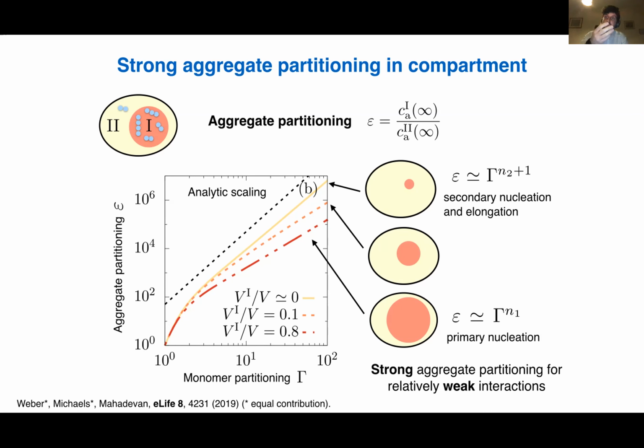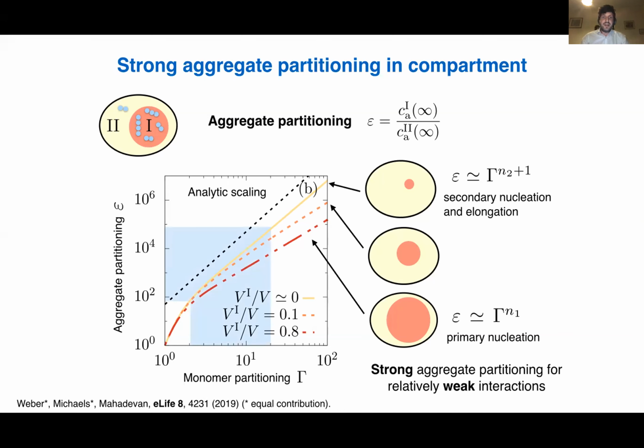And so even if you have a partitioning degree of monomers of, say, 10, that would result in 10 to the 3 partitioning of the aggregate. So it is really a strong effect, which is amplified due to this power law, which comes, as I said, from this coupling between the inside and outside from the monomer flux.